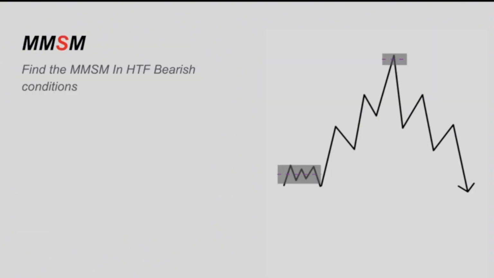Market maker sell model. We really want to find market maker sell models. We really trade market maker sell models in high time frame bearish conditions. I'm classifying high time frame as 15-minute and above because I'm not really going to get into the daily. Just bear with me. I'm not going to classify anything too high time frame because I in particular am only trading New York sessions, so the rest of the sessions don't really matter to me. I'm not swing trading. I'm not holding it for a whole day.